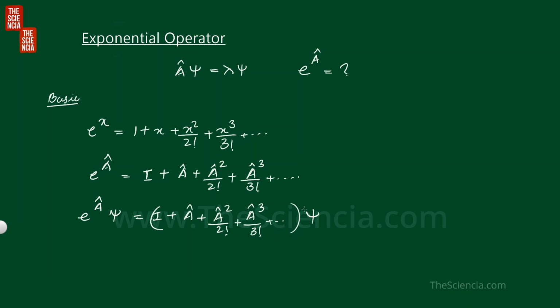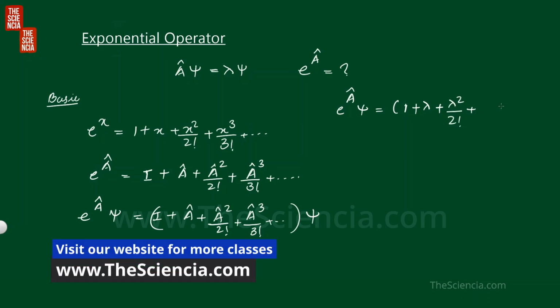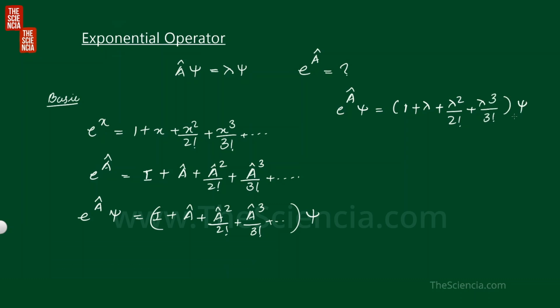So each of these terms operates on this state. So we get e raised to a operator psi is equal to 1 plus, when a operates on psi, it will give lambda, plus when a square operates on psi, it will give lambda square, that is lambda square by 2 factorial, like that, lambda cube by 3 factorial, and it will give the state itself. And here you see, e raised to a psi is equal to e raised to lambda psi.